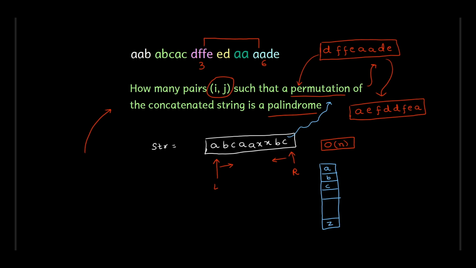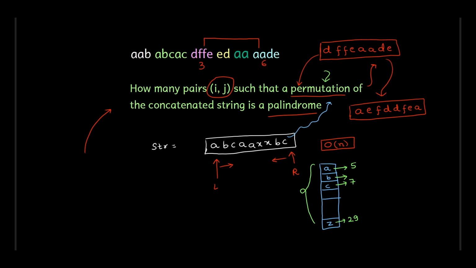And we will maintain something known as the frequency. With the frequency array you might lose track of the ordering of the elements, but the ordering doesn't really matter because this is a permutation. Let's say you have created the frequency array. Now just by looking at this frequency array, can you determine if any permutation of this string can be a palindrome or not?